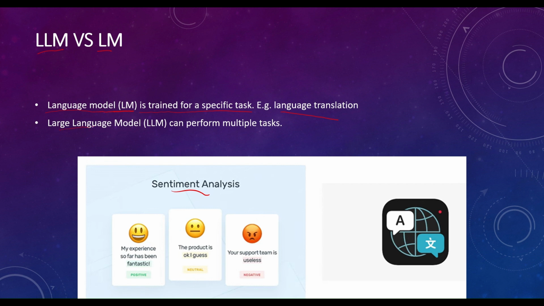Whereas the large language models can perform multiple tasks, for example, text to image generation, image to text generation, text to audio generation, or any other type of task. So all the ChatGPTs and all the models by Google or by Facebook are primarily large language models.